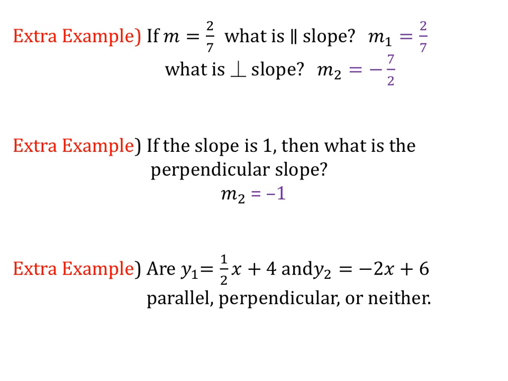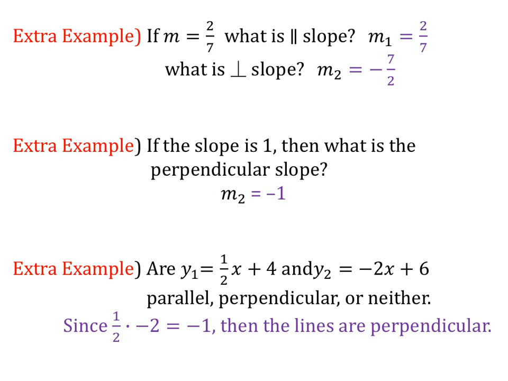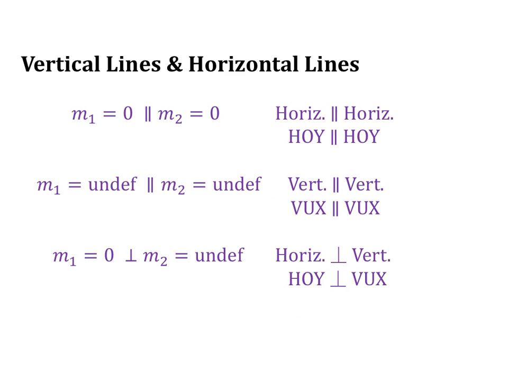Next, we have y1 equal to 1/2 x plus 4, and y2 equal to -2x plus 6. Parallel, perpendicular, or neither? So line 1 and line 2, how would we classify them? Well, the slope of y1 is 1/2. The slope of y2 is -2. So if we compare the slopes, they appear to be perpendicular. Because they multiply to be -1, then the lines are perpendicular.